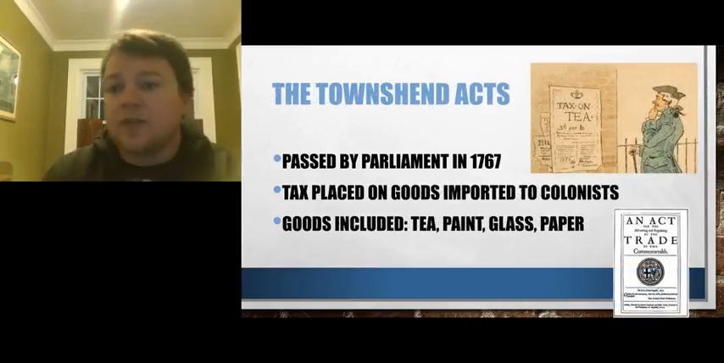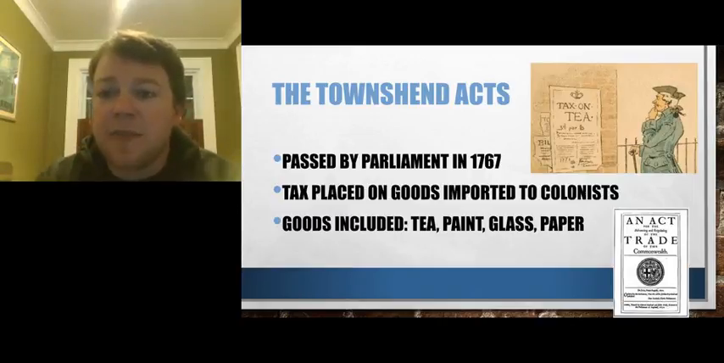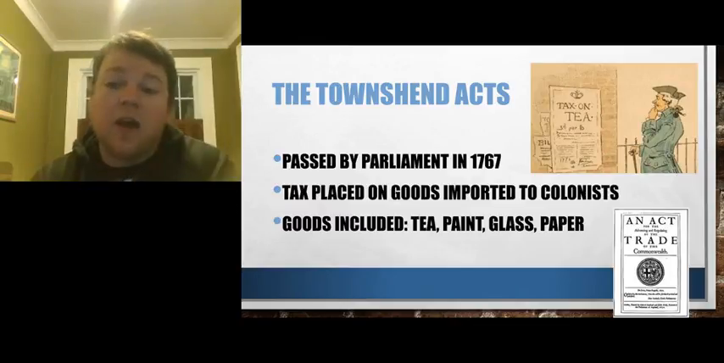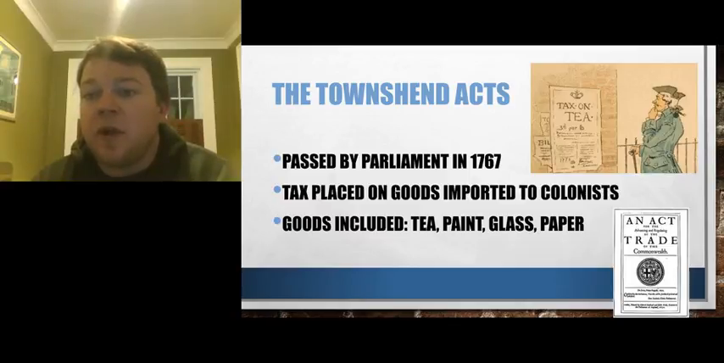The Townshend Acts. So quickly, due to the protests of the colonists, the Stamp Act didn't last very long. It only lasted about 2 years, and Parliament repealed it because it was so unpopular. It was drawing so much unrest in the colonies. However, Parliament and the King still felt like they should be able to tax the colonies to make revenue. So one of the things they did is they passed the Townshend Acts in 1767.